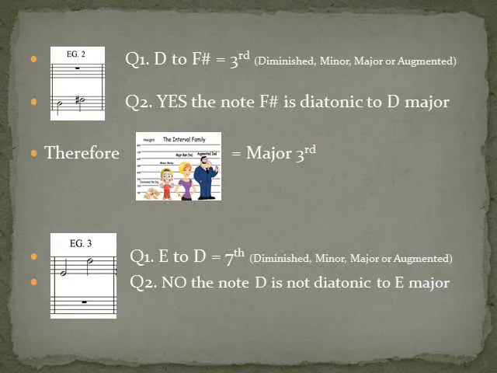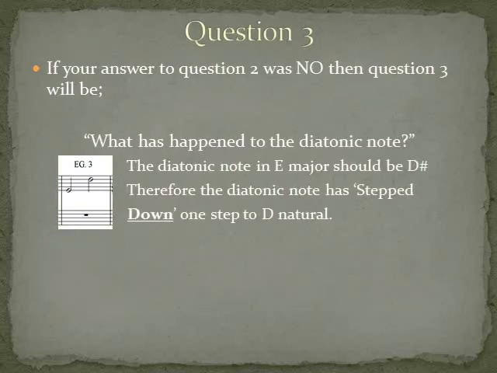Question 3, or example 3. First question, E to D is a seventh. Availability, diminished, minor, major, or augmented, but no perfect. Question 2, no, the note D is not in the scale of E major. It should really be D sharp to be diatonic to E. If your answer to question 2 was no, in other words, it wasn't the diatonic note, then your question 3 will be, what has happened to the diatonic note? Well, the diatonic note is D sharp.